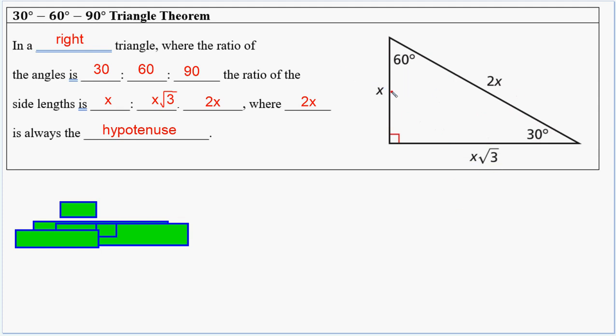So again, from short leg to hypotenuse, we times 2. Short leg to long leg, multiply by root 3. If we go in the other way, we divide by those same quantities.